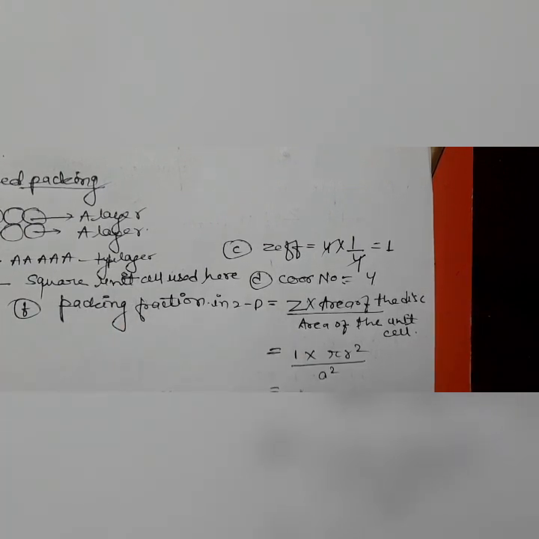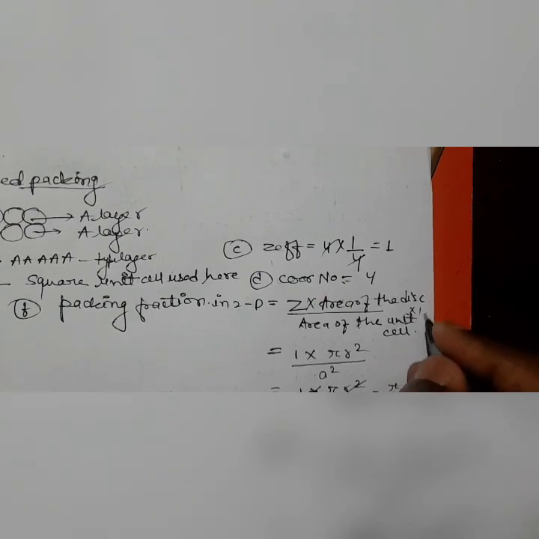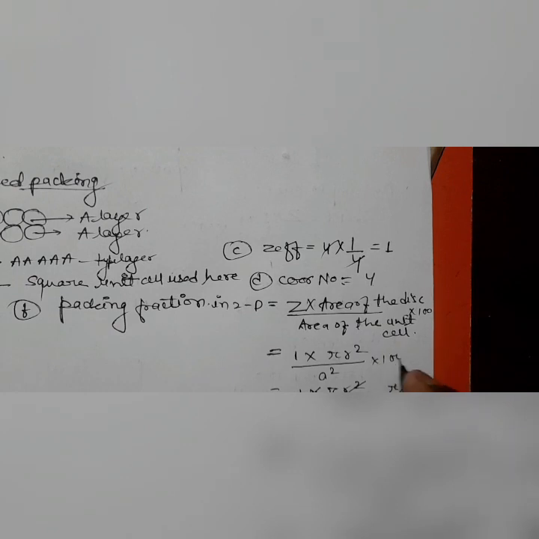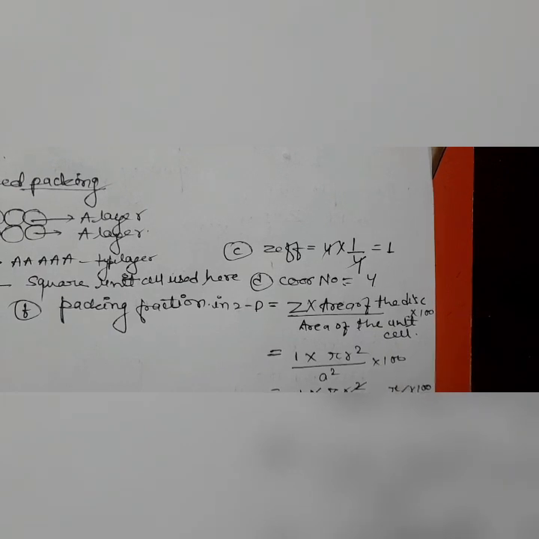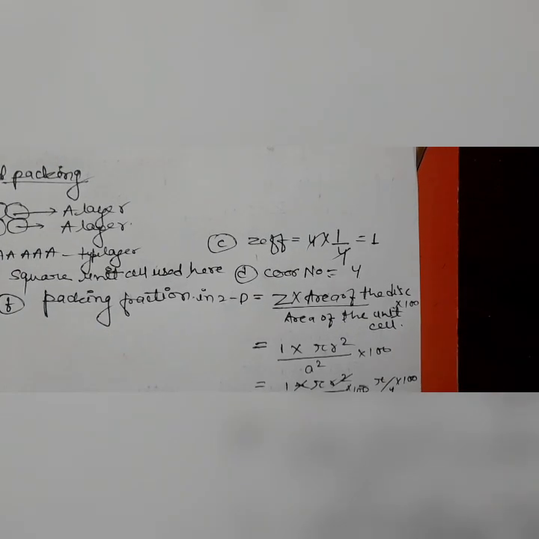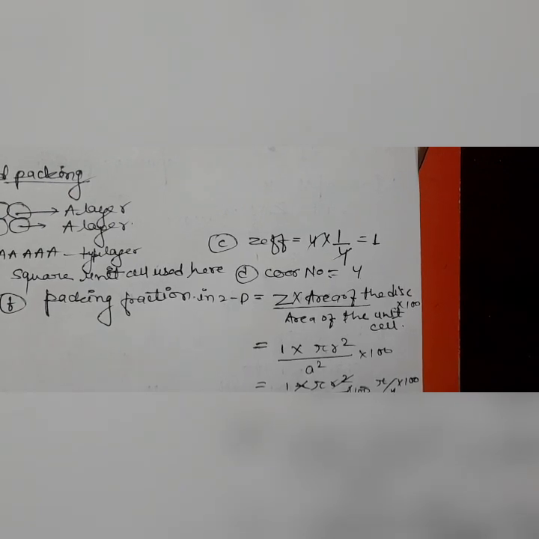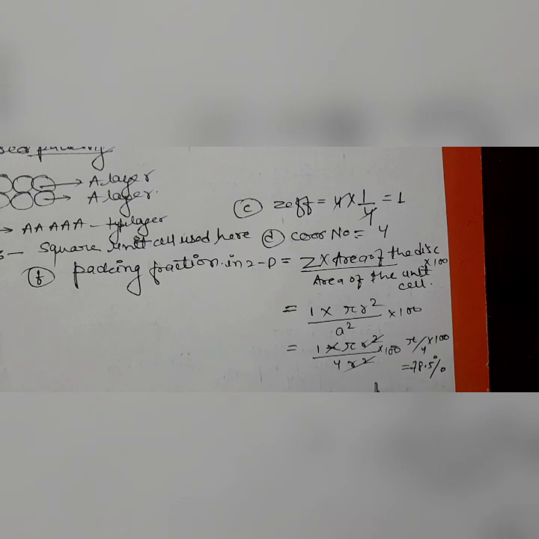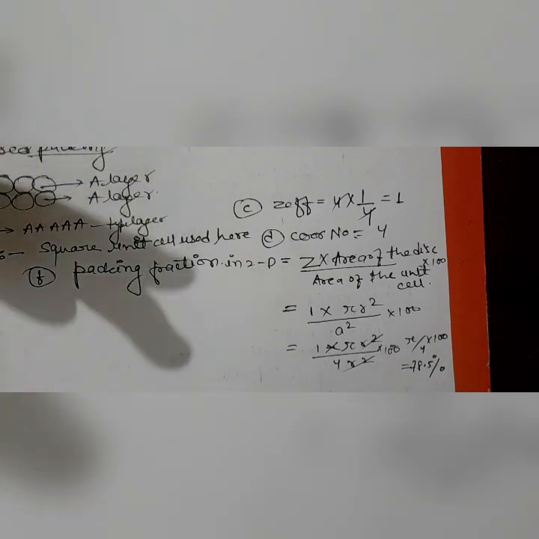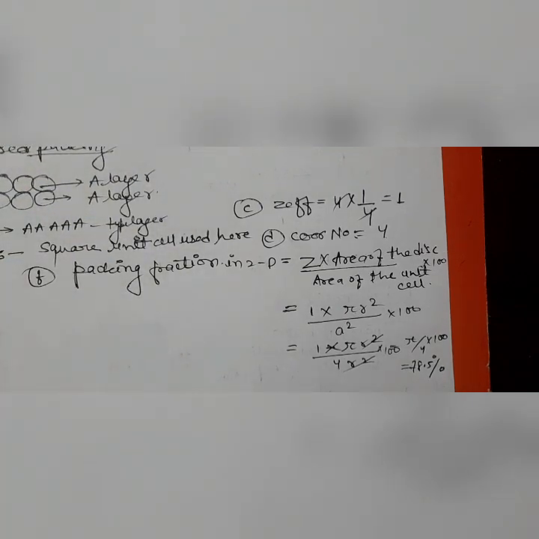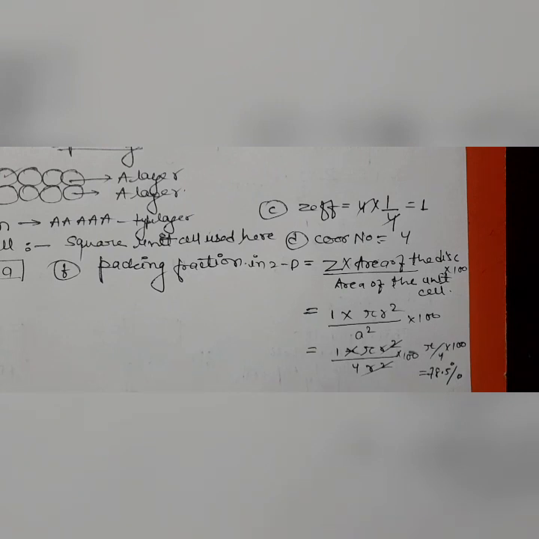Then it is equal to 1 into pi r square, and a equals 2r gives 4r square. This is equal to pi by 4, into 100. Here I missed the 100, so into 100, then it comes to be 78.5%. That we have to remember. So this is the packing fraction, meaning the space in the unit cell which is really occupied by the atoms.